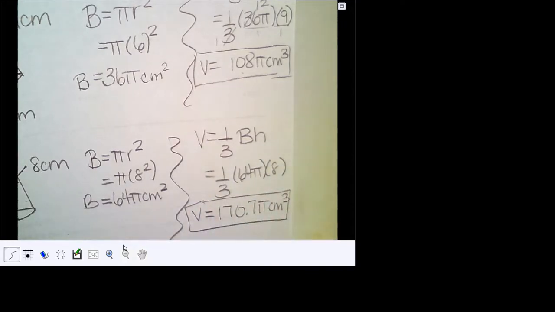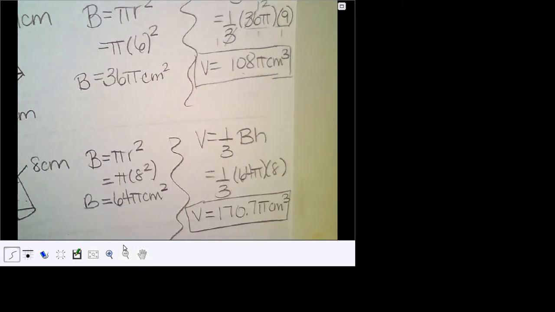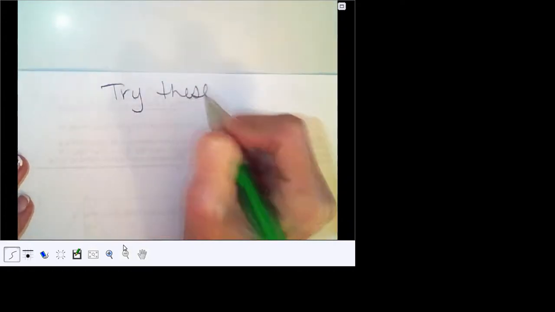Okay, so the process is the same as yesterday. The only thing that's different is this 1/3. And remember to round to 1 decimal place. Now I will make sure when I do the try these, which is coming up next, and again, remember, you can pause this at any time.